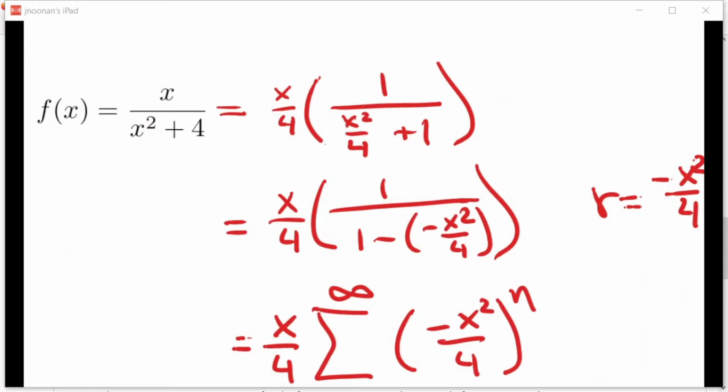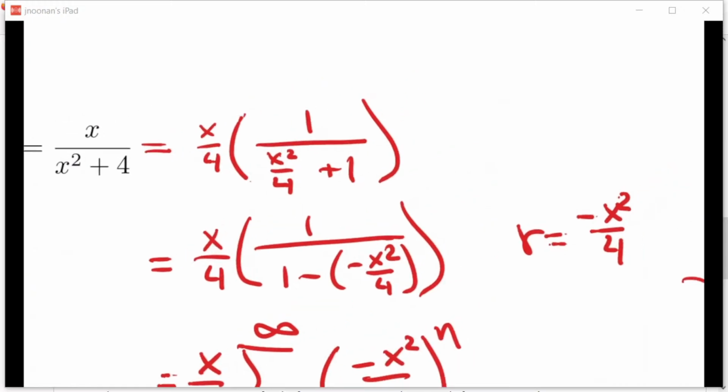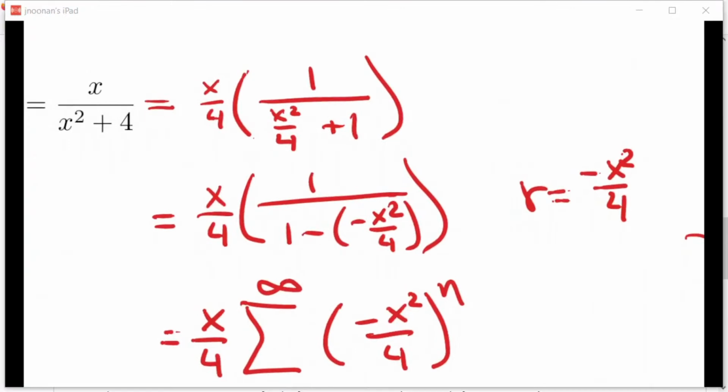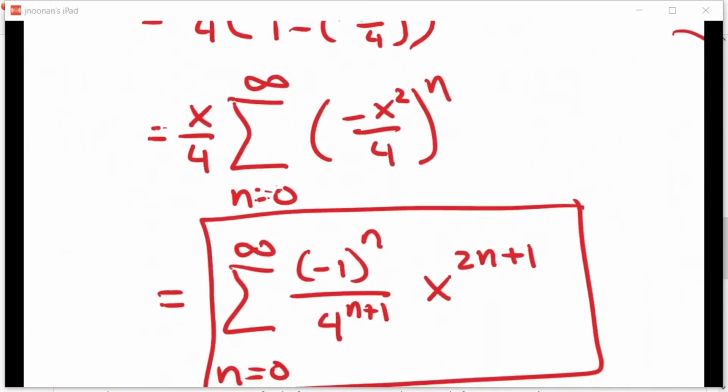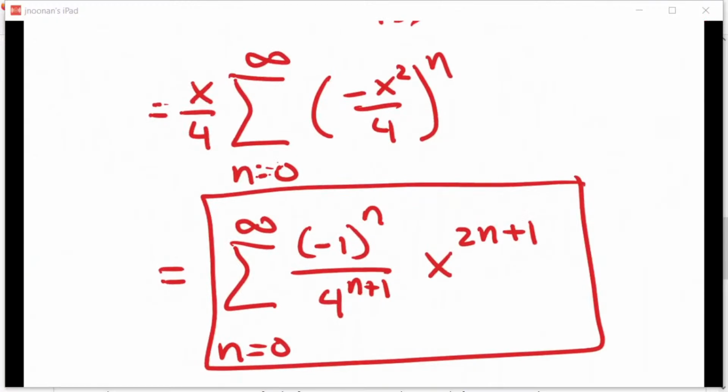Then I did a little rearranging. I moved the 1 out front, and then I took that and did the double negative thing. And that helped me to see that r was equal to x squared over 4. Then I put that down here into that geometric series. And then I rearranged a little bit. I know I did a bunch of stuff in one step. Let's see, I separated out the negative, so negative 1 to the n.